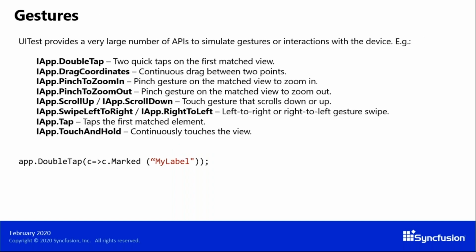In order to emulate an actual user, you might want also to invoke some gestures. Pretty much all the gestures are supported in UI Test. Something like the double tap or swipe or touch and hold, depending on your application.